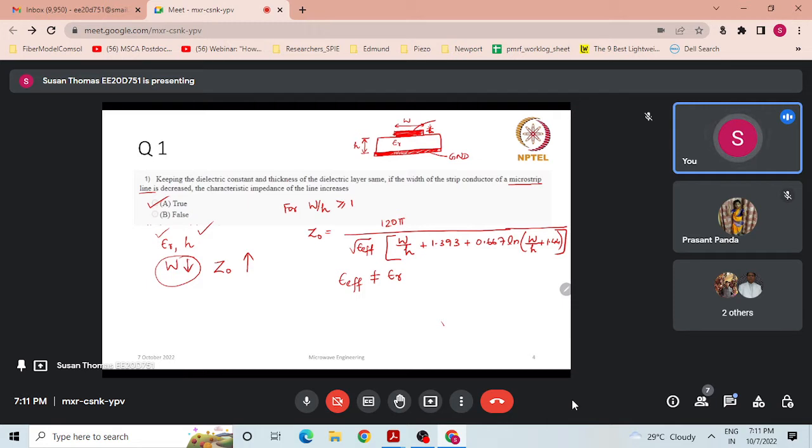I hope this is clear. You can look at the other case also. You can look at the equation from the video lectures for W by H less than 1 as well, and based on that you can come to this conclusion: as the width decreases, keeping the dielectric constant and height constant, the characteristic impedance is going to increase. So I hope I can go to the next question.